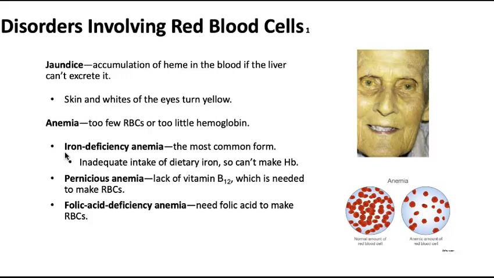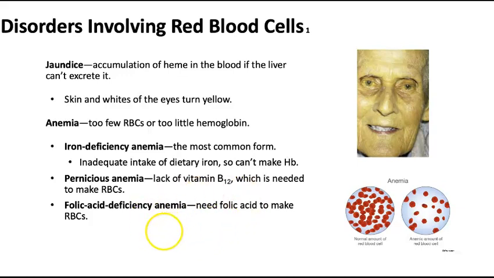There's also pernicious anemia, which is a lack of vitamin B12, which is needed in order to make red blood cells. If we don't have vitamin B12, our DNA synthesis is going to be impaired, but RNA and protein synthesis can continue, which makes the cytoplasm grow without the nucleus dividing properly. And so the result will be us having large, immature, fragile red blood cells, and we call these megaloblasts.